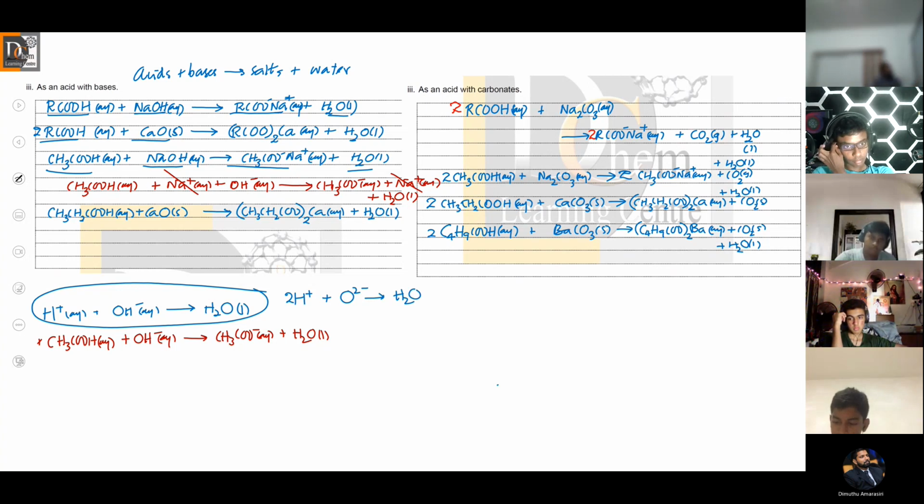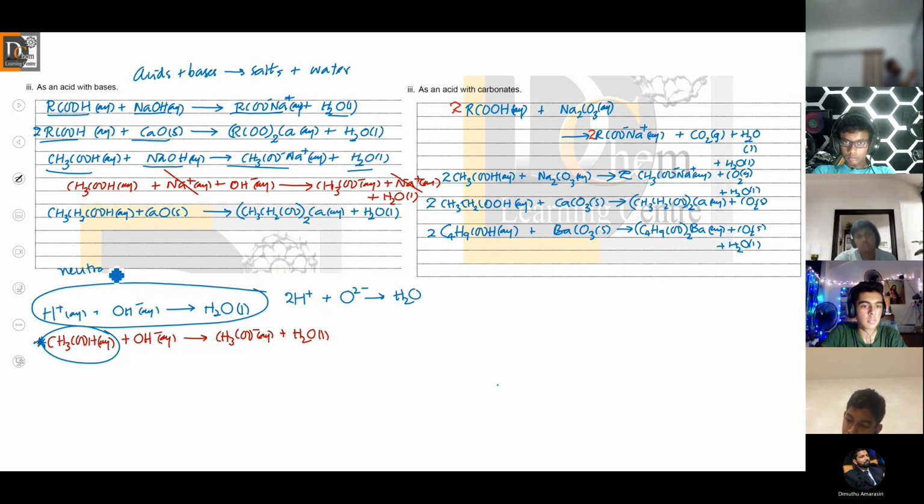But when carboxylic acid is incorporated, since it is not fully dissociating into ions, we write the whole carboxylic acid in the ionic equation. It reacts with OH-, and gives you carboxylate ion and water. Rarely they have asked this. Normally they ask the one in blue, but sometimes, very rarely, they ask you to write this by showing carboxylic acid also in the ionic equation. So these are neutralization ionic equations.